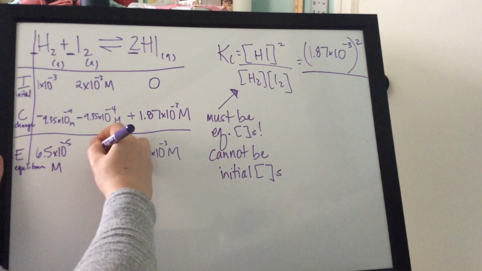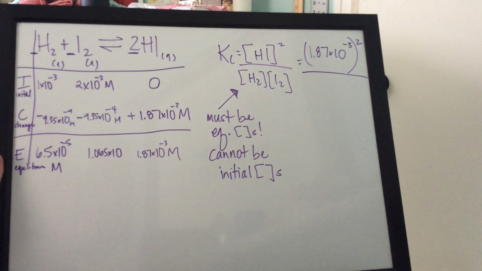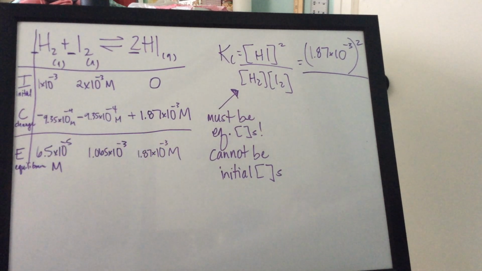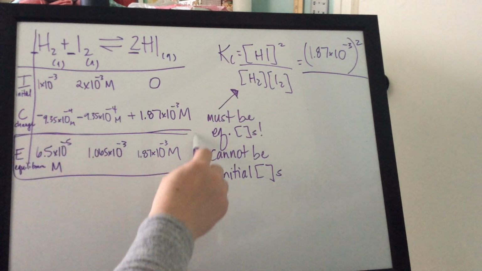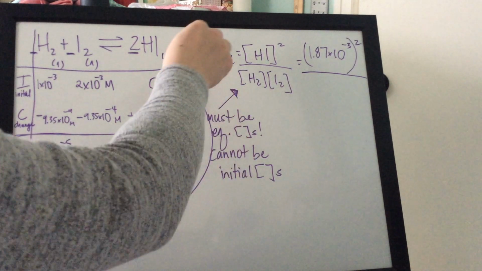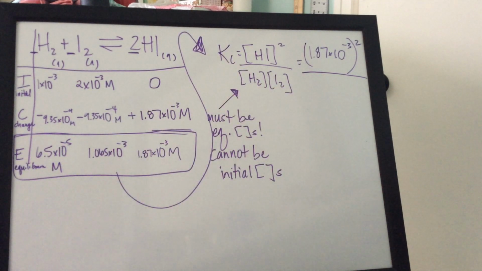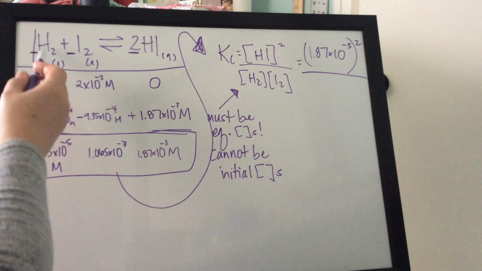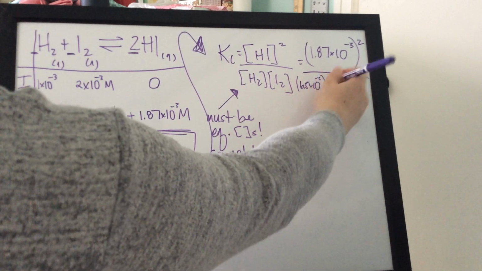And 1.065 times 10 to the negative 3rd. And then remember, why were we doing this, right? What was the whole point of this? It is to take these equilibrium values and plug them in to Kc. Now, I already had this number plugged in because I knew it was the equilibrium. But now I know these two values. I know H2 and I know I2.